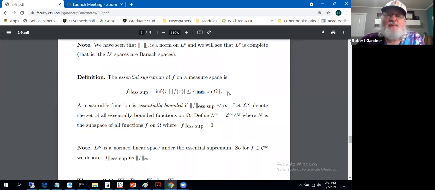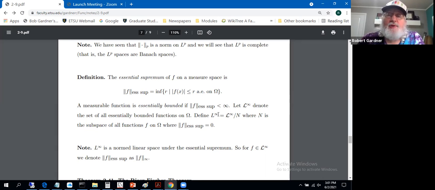So it means what it says, but the idea is it's an upper bound on the absolute value of f of x after you throw away sets of measure 0. It's essentially an upper bound. And such functions are called essentially bounded, provided that essential supremum is finite. Let calligraphy L infinity denote the set of all essentially bounded functions. Define big L infinity as calligraphy L infinity mod n, where n was defined as above, functions which have an essential supremum of 0.